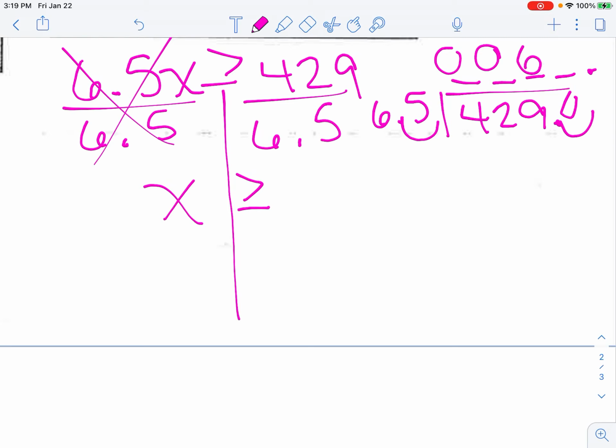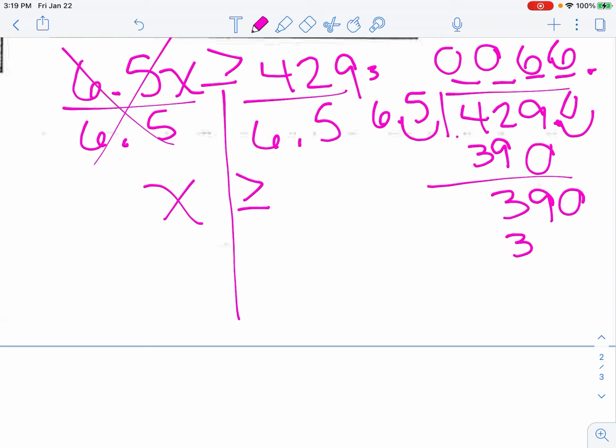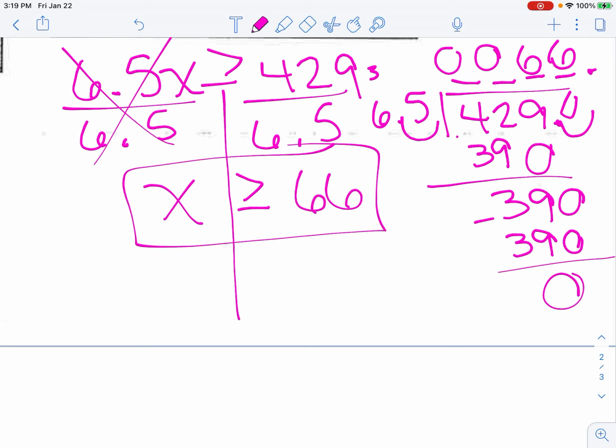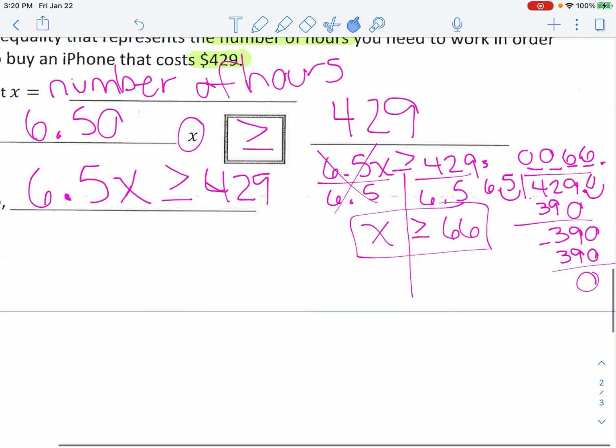65 times 6, let's see, 6 times 5 is 30, 36, 39, 9, 3, and 0. Well, look at that. 65 times 6 was 390. So if I do another 6, 65 times 6 is going to be 390 again. All right, so 66. I'm going to have to work at least 66 hours to have enough money to purchase my phone.